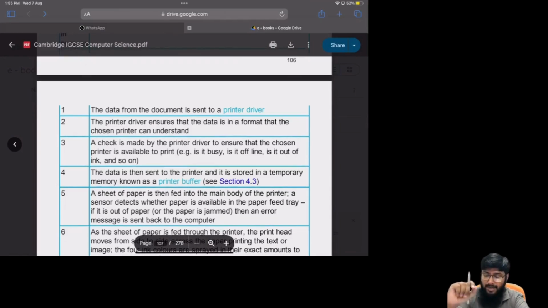If each and every stuff is perfectly fine, now what is going to happen? The data is now sent to the printer and is stored in the temporary memory known as the printer buffer, as we just discussed earlier in these videos. Not this one, earlier than that, the MBR, memory buffer register. So the data is going to be stored over there. So these 4 points for the inkjet and for the laser remain the same.